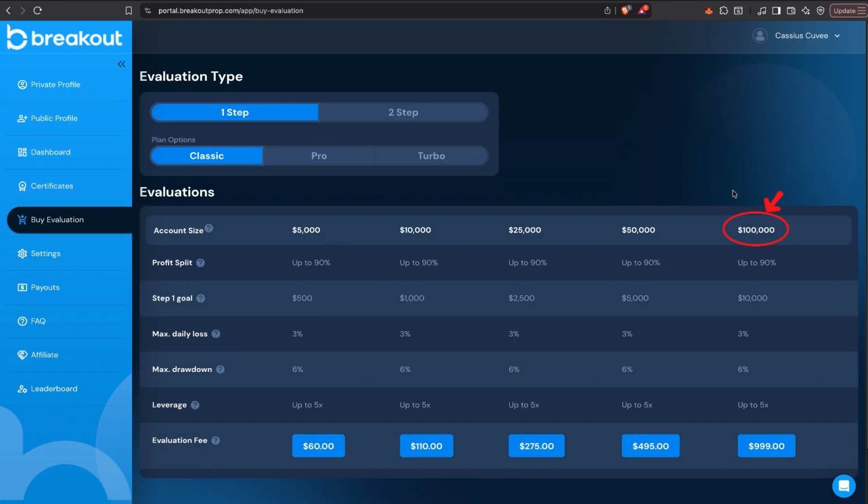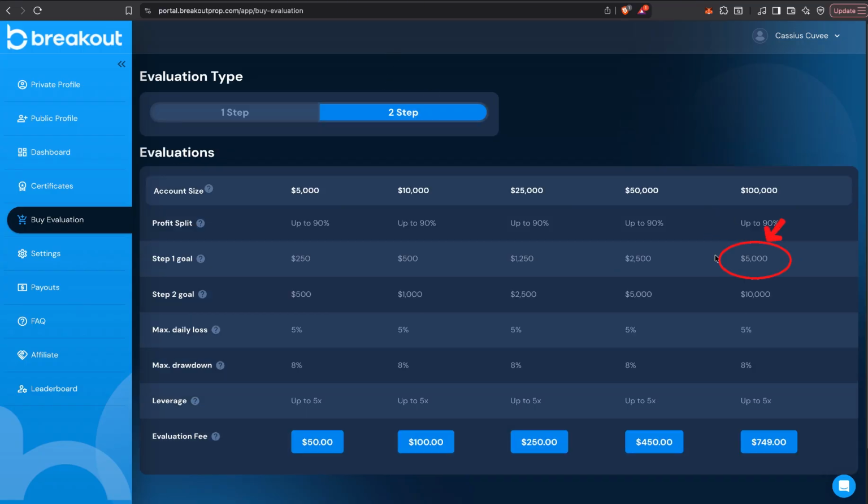The $100,000 account requires you to make $10,000 before you lose 6% in order to pass the evaluation and become a funded trader. On the two-step, you have to pass 5,000 once. When you pass it, it'll say, congratulations, you passed it. And then it starts you over again with 100,000, and then you've got to pass the $10,000. What that means is you have to pass a total of $15,000 before you're funded. You say, well, why would you do that?